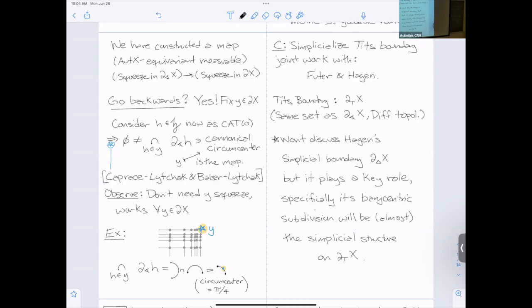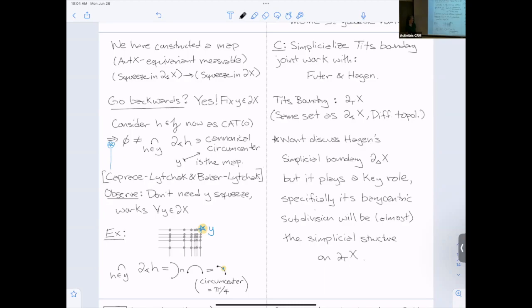The observation is that, well, I didn't tell you exactly what was going into these theorems, but their theorems are much more general, and they apply to us in this context. And so we didn't need, in this case, y to be squeezed in order to do this construction.